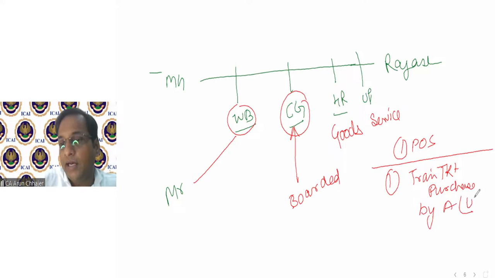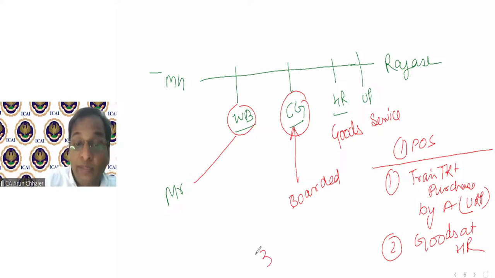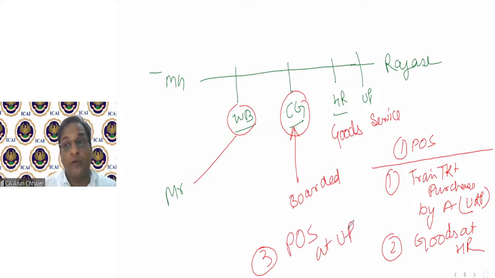If it is unregistered, what would be the place of supply for goods which has been purchased at Haryana? Third question, what would be the place of the supply of services which has been taken at Uttar Pradesh? Kindly give me the answer for all the three questions. And that is my last question, obviously.